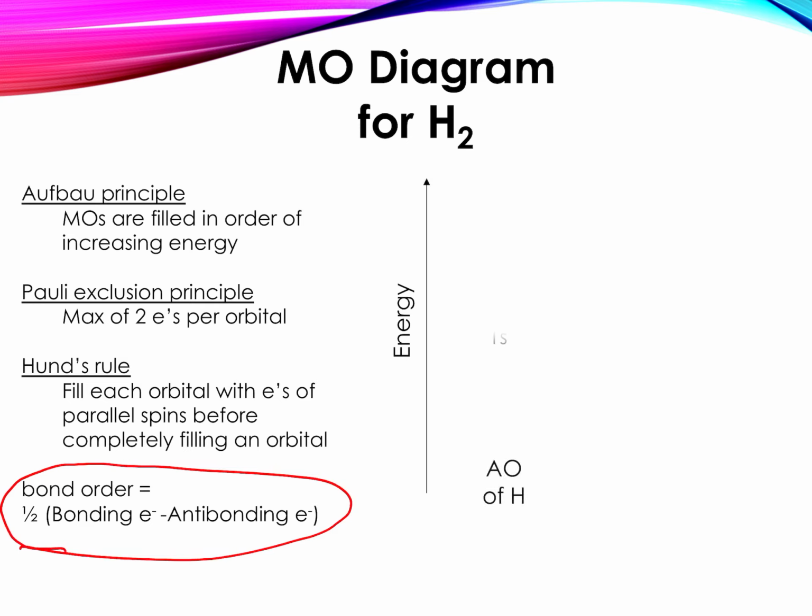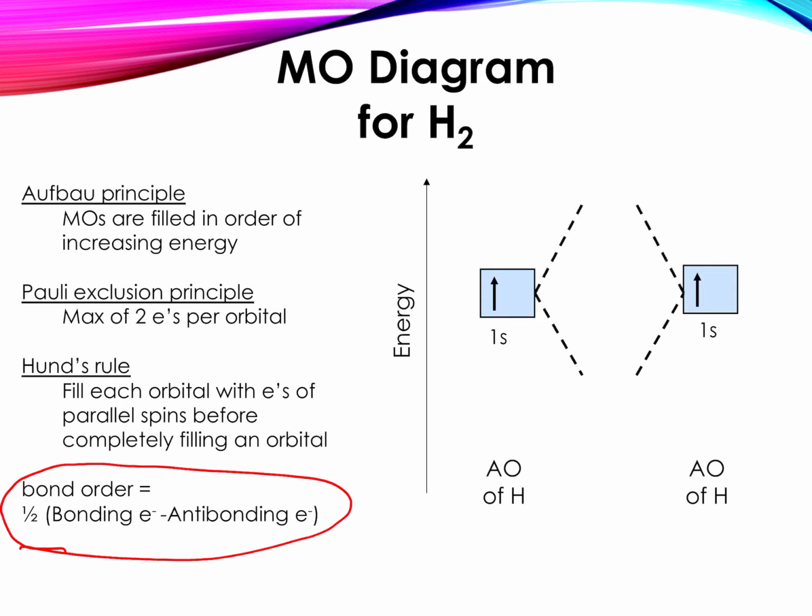So here is our molecular diagram for hydrogen. So, going in order of increasing energy, always going from the bottom up, one of the hydrogens has 1 electron in the 1s. The other hydrogen has 1 electron in the 1s. And we're putting them parallel because they're both the same.